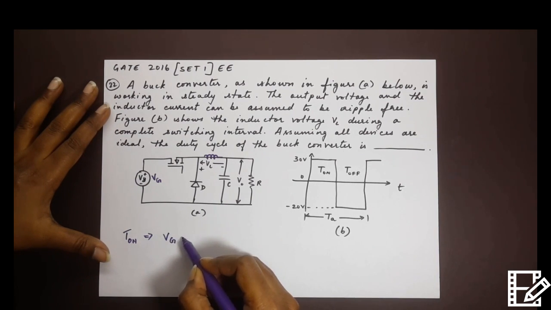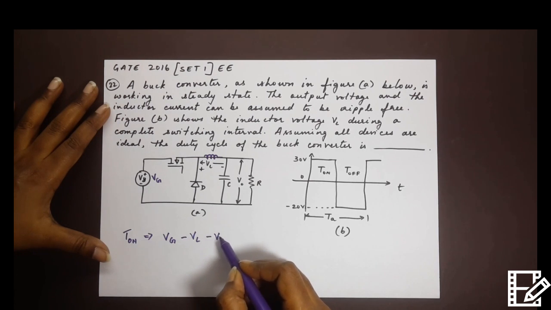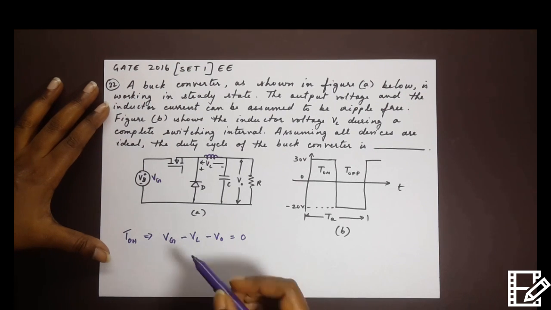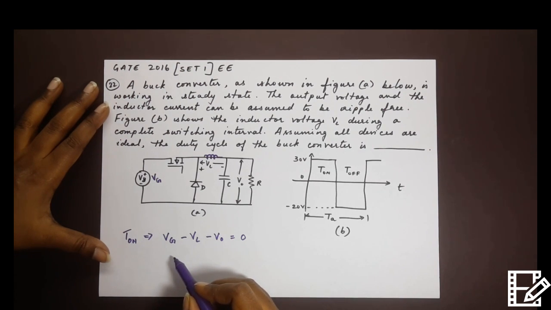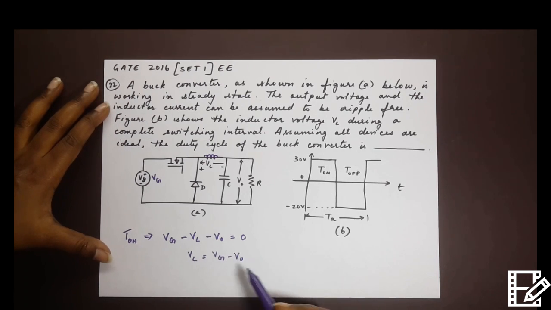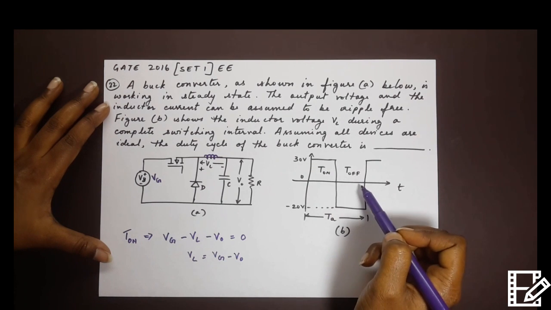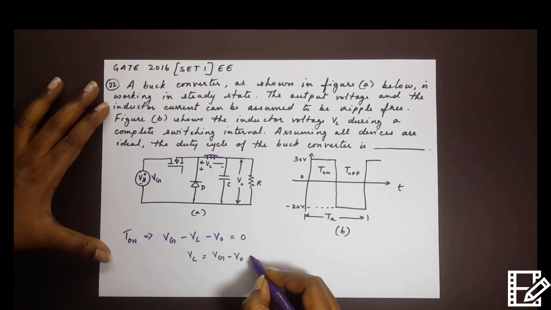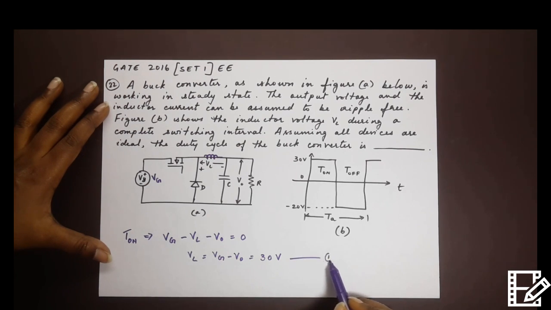So we have VG minus VL minus V0 is equal to 0. Quite a straightforward equation. Now let's write this in terms of VL. We'll take everything else on the other side. So we have VL is equal to VG minus V0. Now we know from this waveform that VL during T on is 30 volts. So this is our first equation: VG minus V0 is equal to 30 volts. Let's call that number 1.